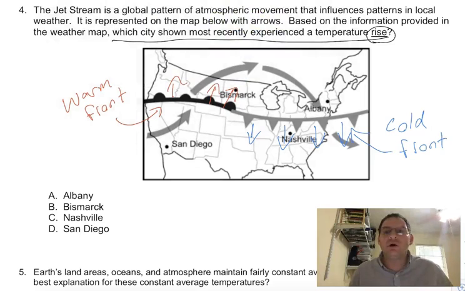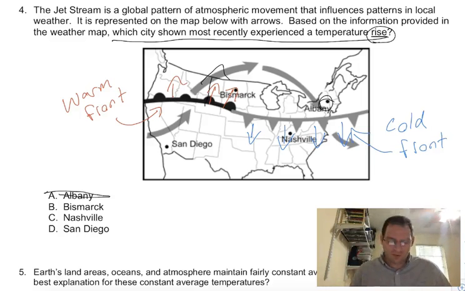Albany. Let's see, where is Albany? Albany is right here. We're looking for a rise in temperature. So we have a warm front going up this direction. It's probably not Albany. And they're on the jet stream. They just haven't experienced it just yet. Because they just had that cold front also just pass them, so it's probably really cold.